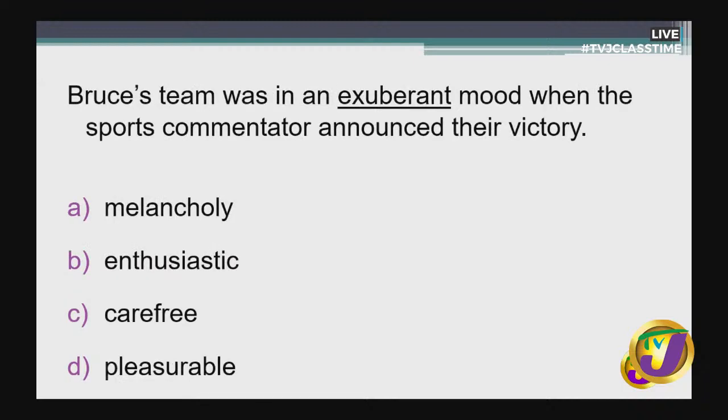Here's our next one. Bruce's team was in an exuberant mood when the sports commentator announced their victory. Exuberant is our target. What does exuberant mean? And which of these 4 words means the same thing as exuberant and fits into the sentence neatly? So we have melancholy, we have enthusiastic, we have carefree, and we have pleasurable.